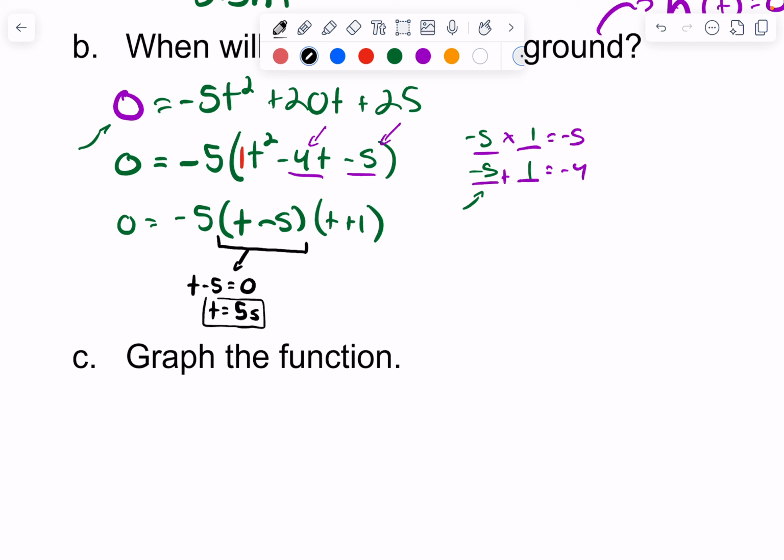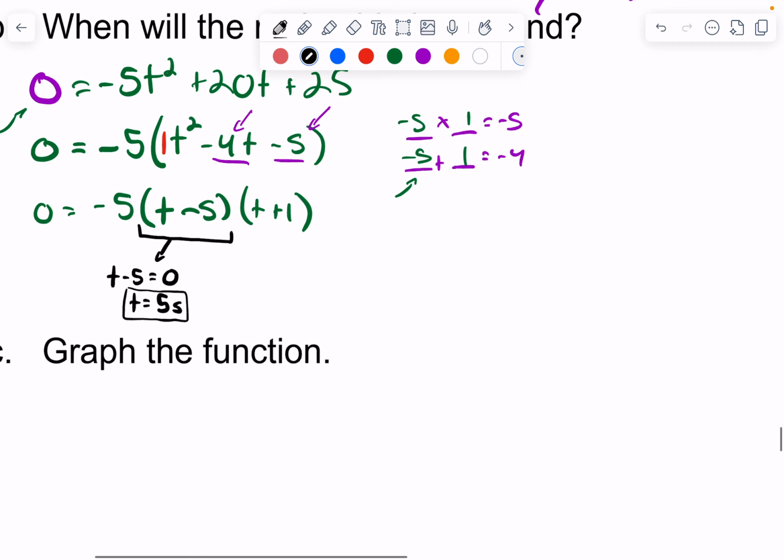And this is why I kind of second-guessed there, like, did I do this right? Because if you look at this bracket, you might have two solutions, but t plus 1 equals 0. In this case, when you bring the positive 1 over, you get t equals minus 1 second. Well, is this solution possible? No.